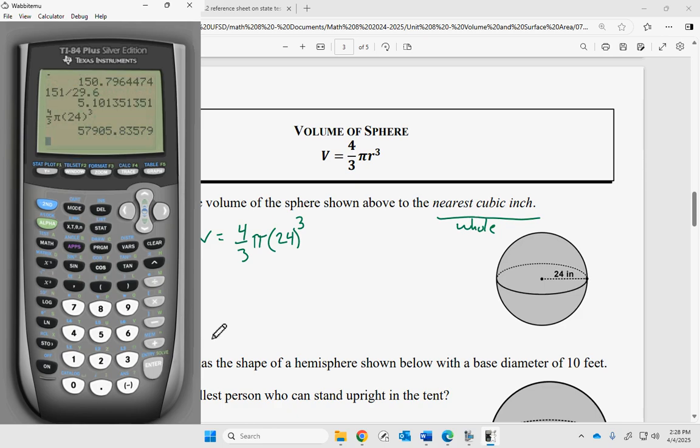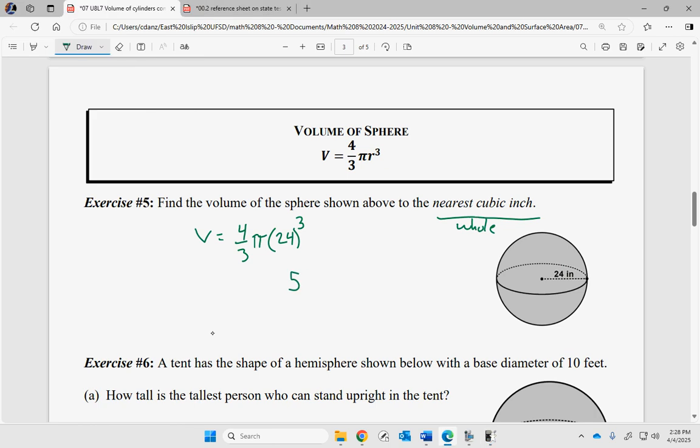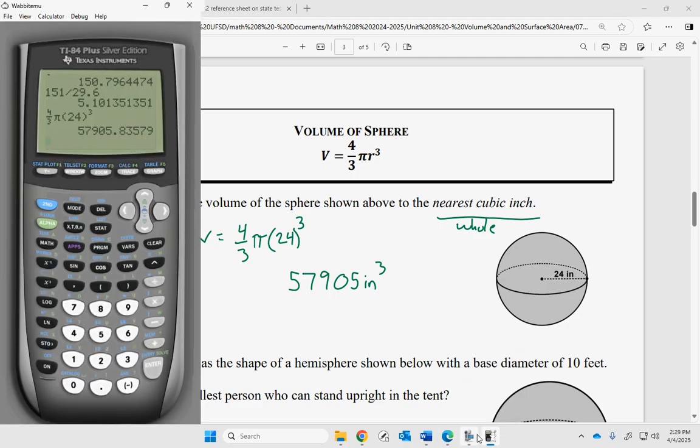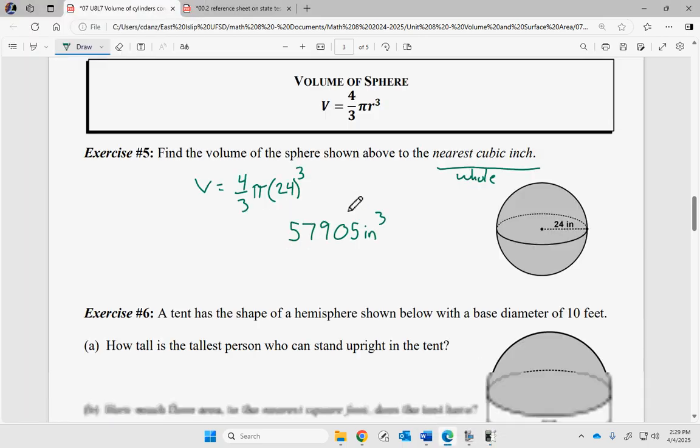And to the nearest whole number, I get 57,905. And that's cubic inches. And that's it. That's volume of a sphere. So let's take a look at what comes below.